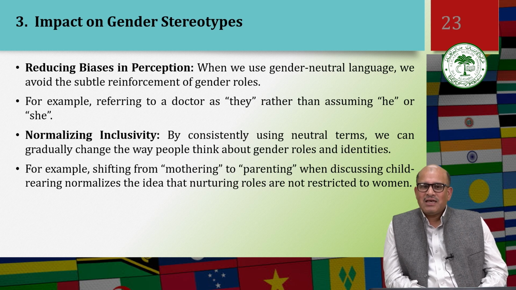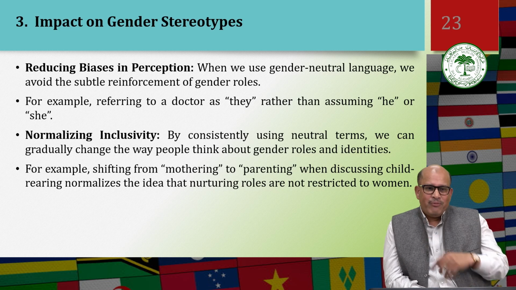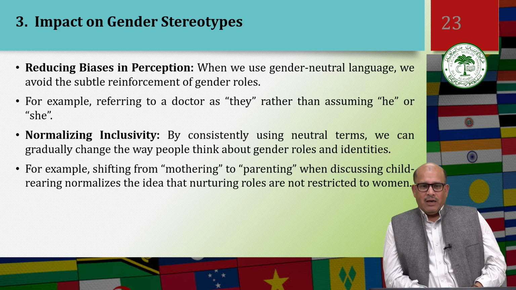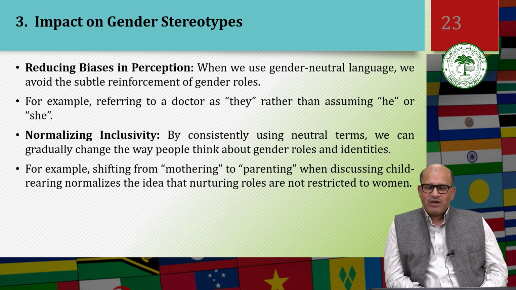Then, normalizing inclusivity: by consistently using neutral terms, we can gradually change the way people think about gender roles and identities. For example, shifting from mothering to parenting when discussing child rearing normalizes the idea that nurturing roles are not restricted to women, helping to challenge the stereotypes about gender and caregiving.